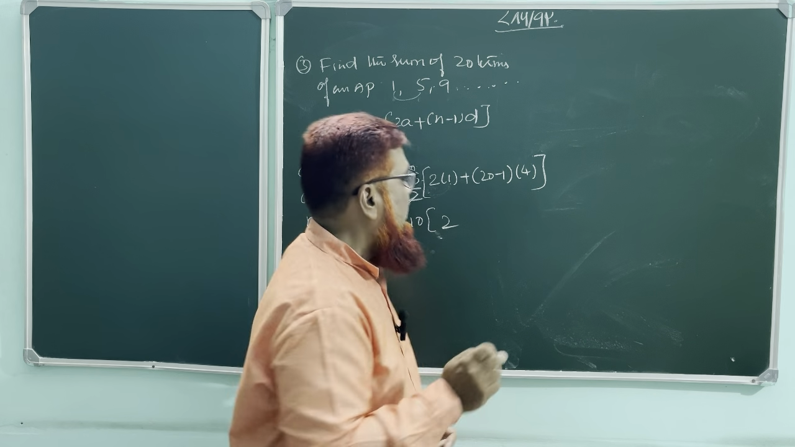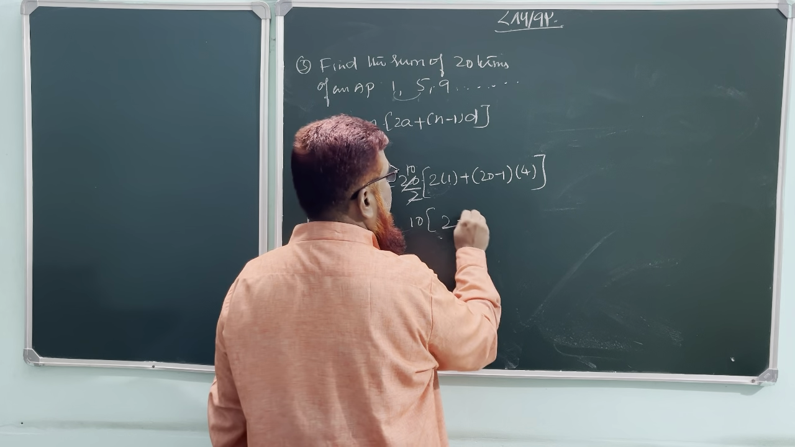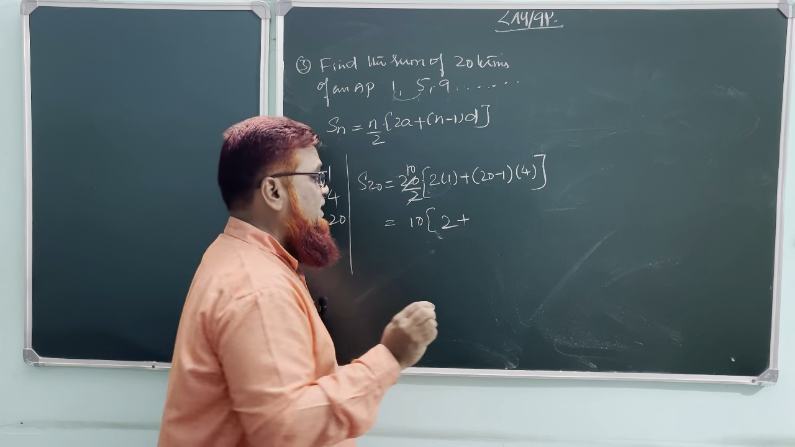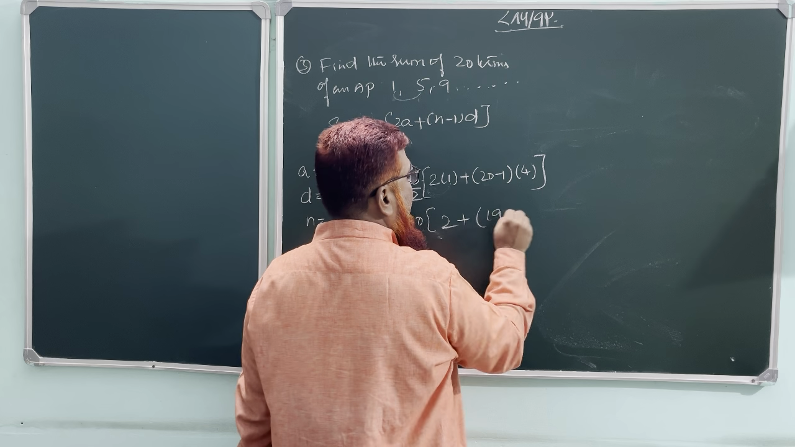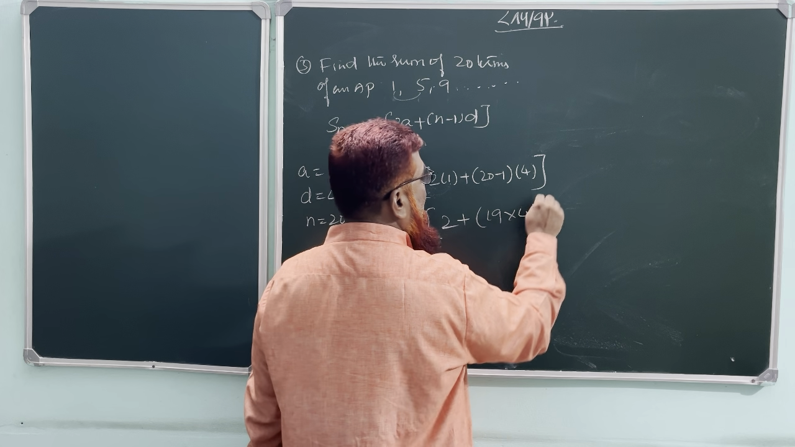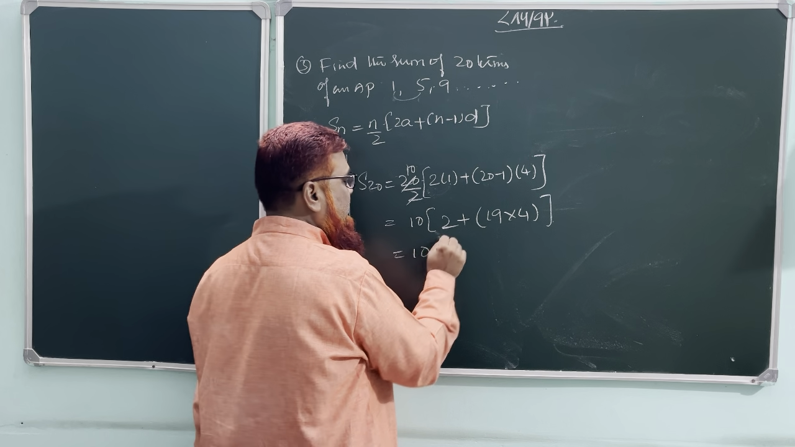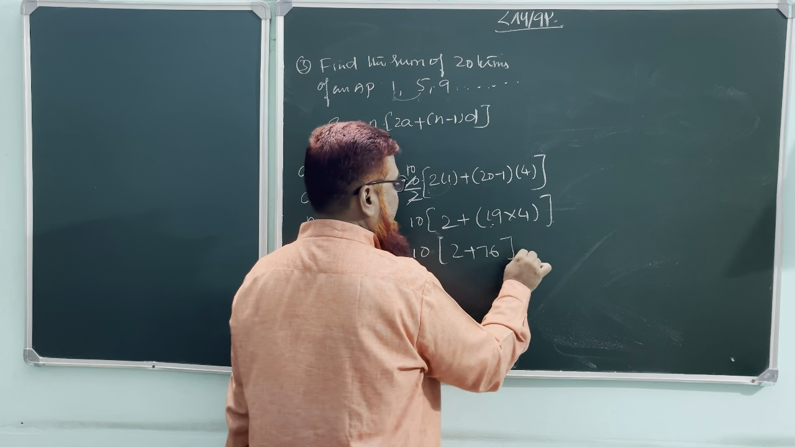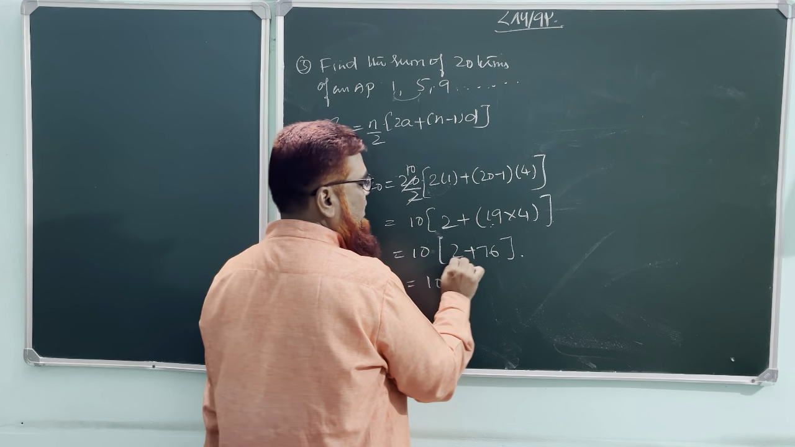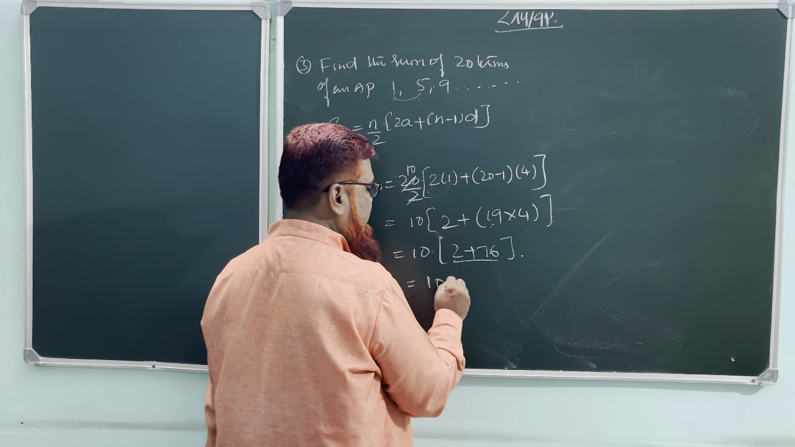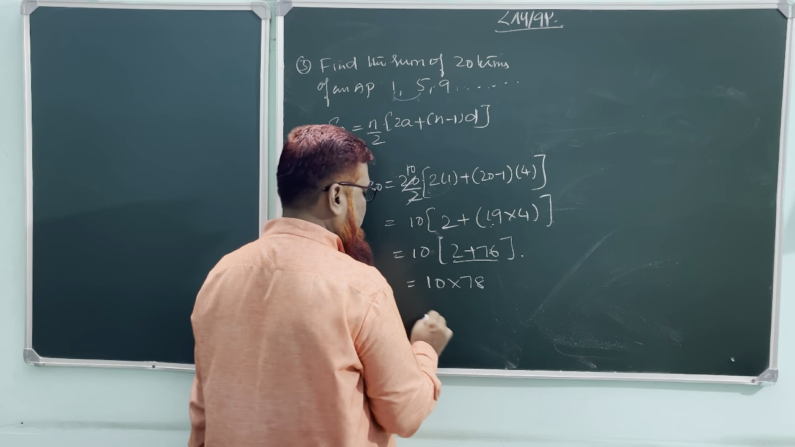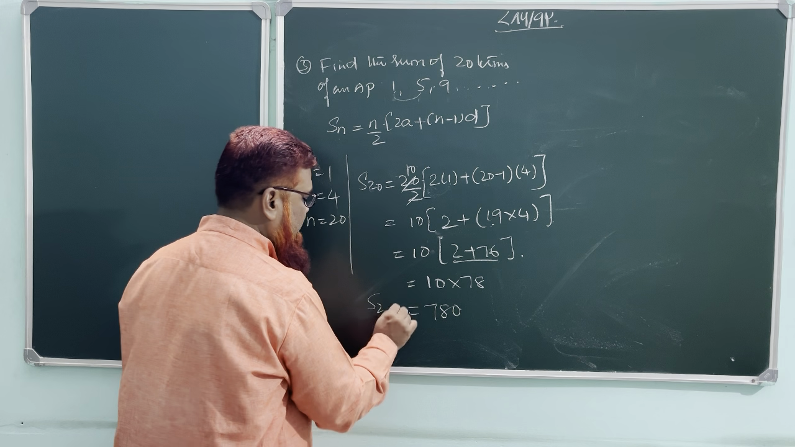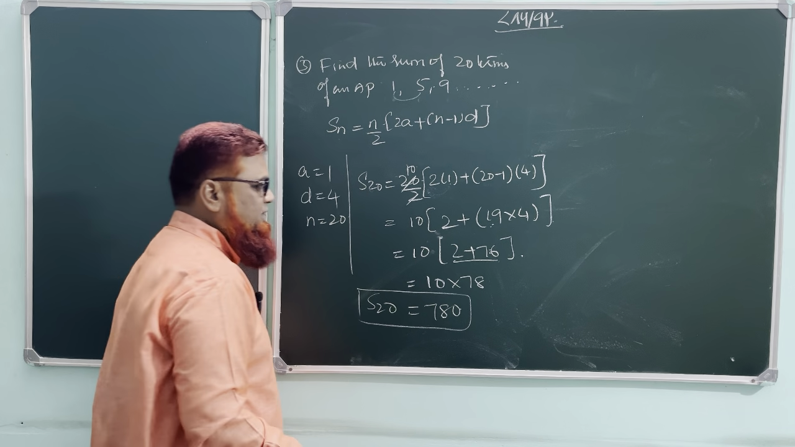So be careful. 2 ones are 2 plus (20 minus 1). First simplify the bracket. 20 minus 1 is 19, and externally it is multiplied with 4. This is equal to 10 into (2 plus 19 fours are 76). This is equal to 10 into, you add 76 plus 2, how much is it? It is 78, which is equal to 780. The total sum of the 20 terms of the given AP is 780.